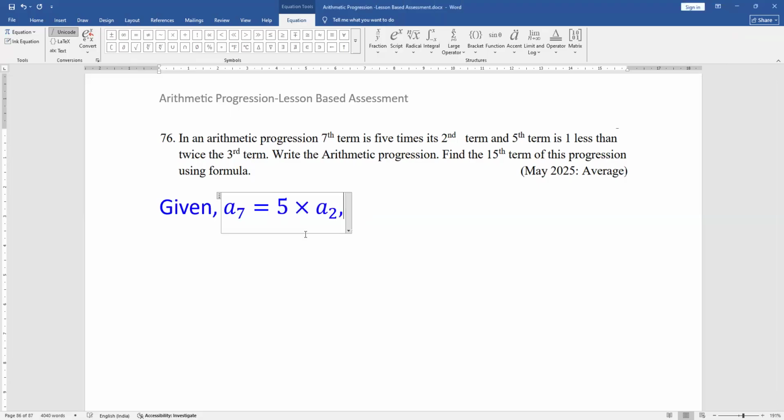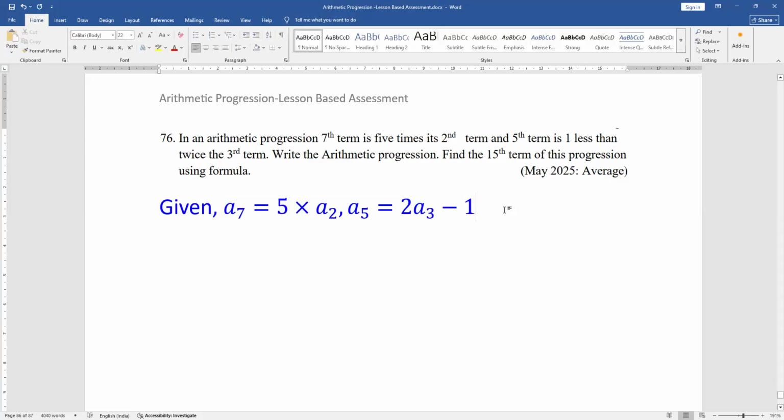Now next, the fifth term is A5, right? So I write A5 equals 1 less than twice the third term. Twice the third term, what does that mean? That means 2 times third term. Third term means A3. So 2 times A3. 1 less means you have to subtract 1. So 2A3 minus 1. 1 less than that, you have to subtract 1 from it.